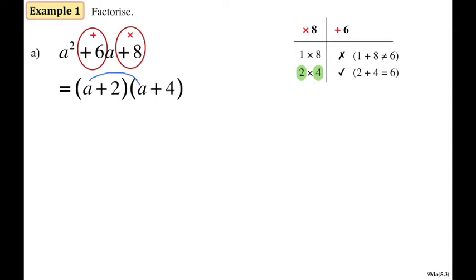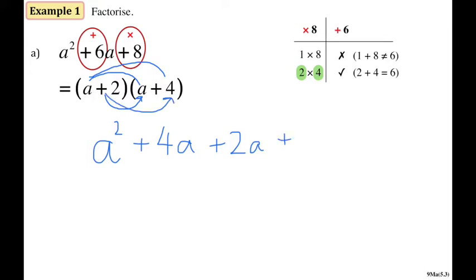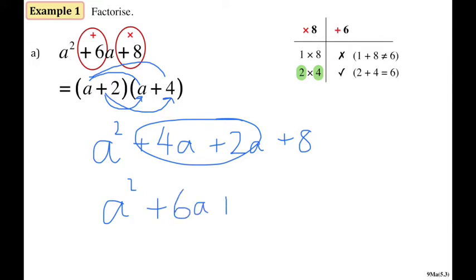What's A times A? A squared. What's A times positive 4? Positive 4A. What's 2 times A? Positive 2A. And what's 2 times 4? Positive 8. And if I look at that, that's A squared, 2A and 4A make 6A, plus 8, which is what the question originally was. A squared plus 6A plus 8.